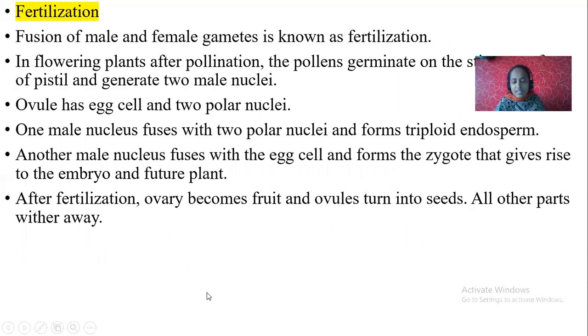Next, fertilization. What is meant by fertilization? Fusion of male and female gamete. In flowering plants, after pollination, the pollens germinate on the stigma surface of pistil and generate two male nuclei.